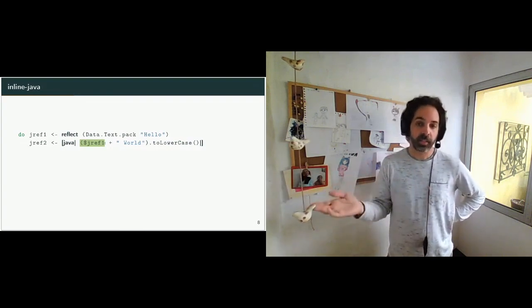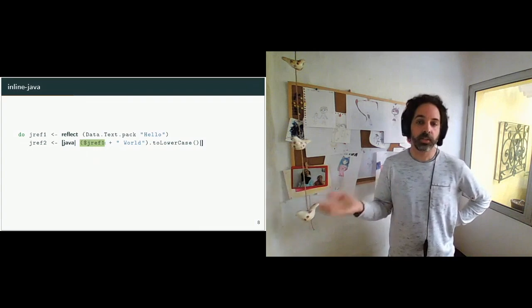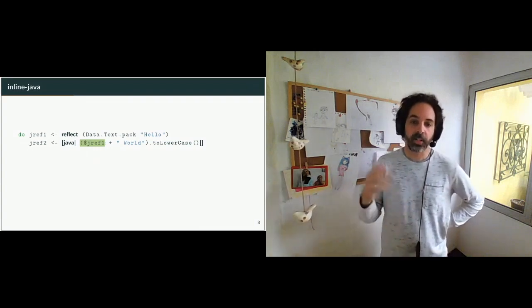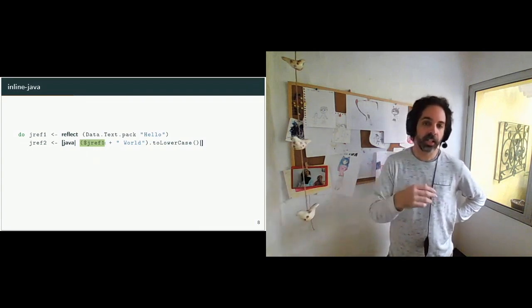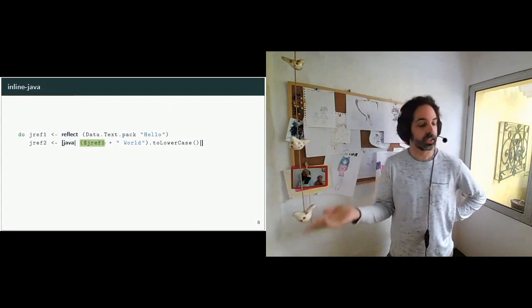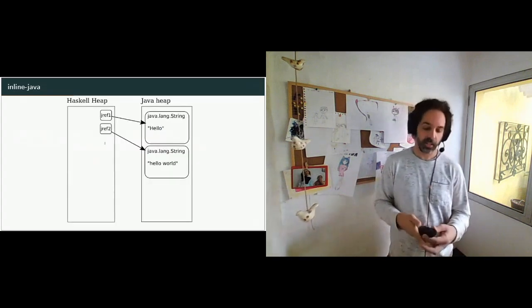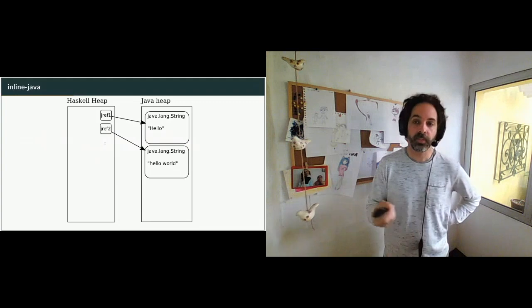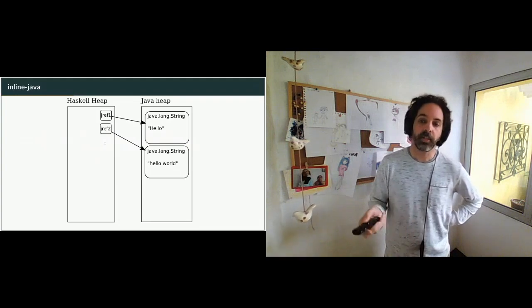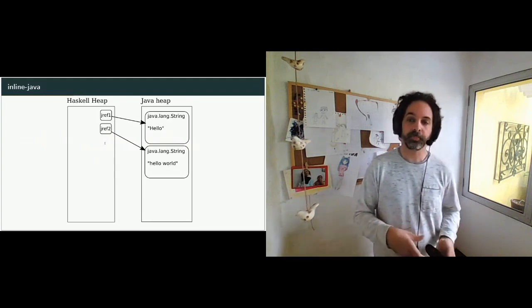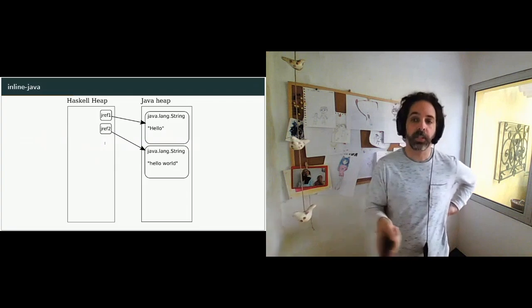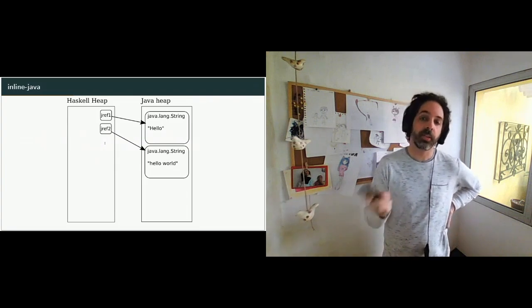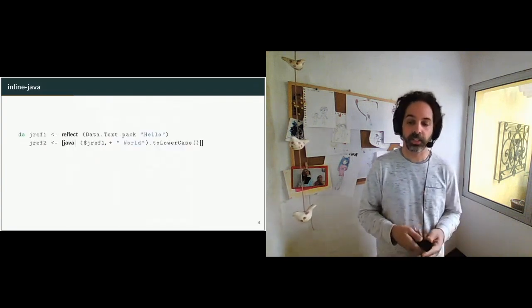So when the Java code finishes execution, inline-java arranges to return back to Haskell a reference to the new value that has been created on the Java side. And this is how it looks in our picture of heaps. Now we have the result of the quasi-quotation on the Java heap and a new reference to it on the Haskell side.